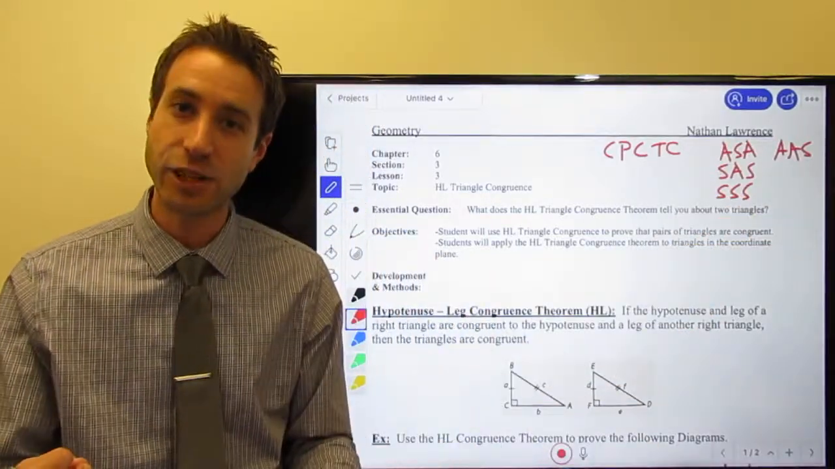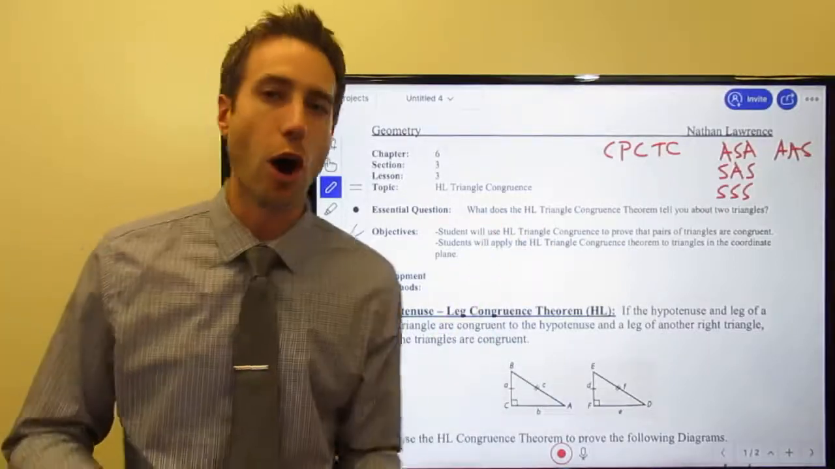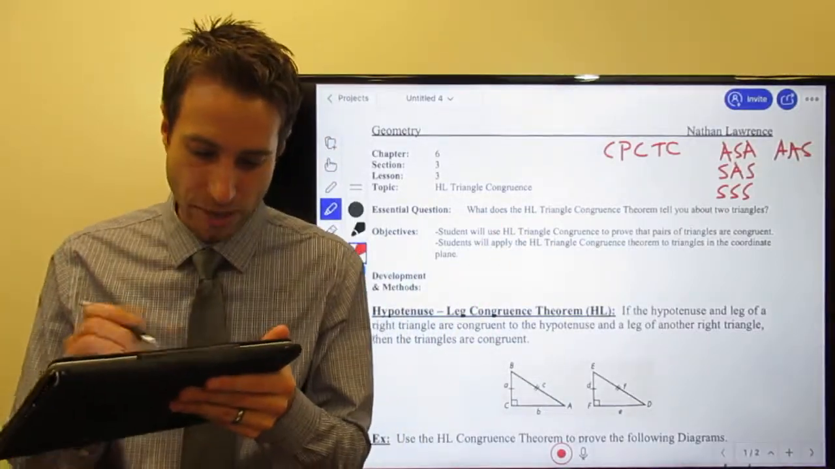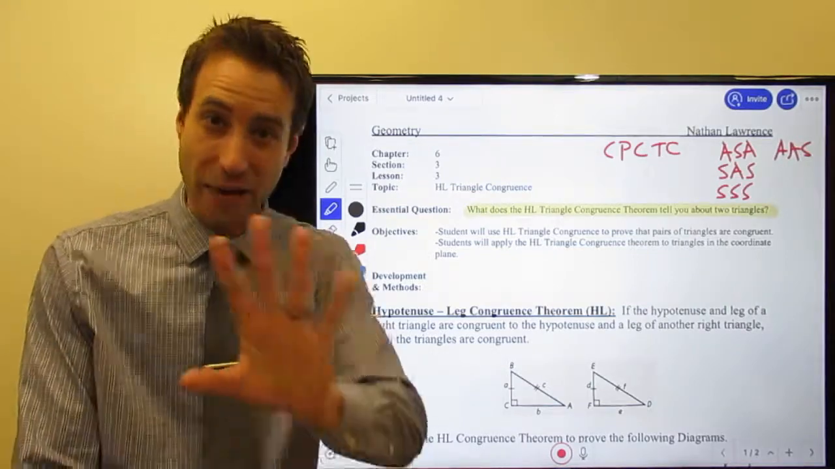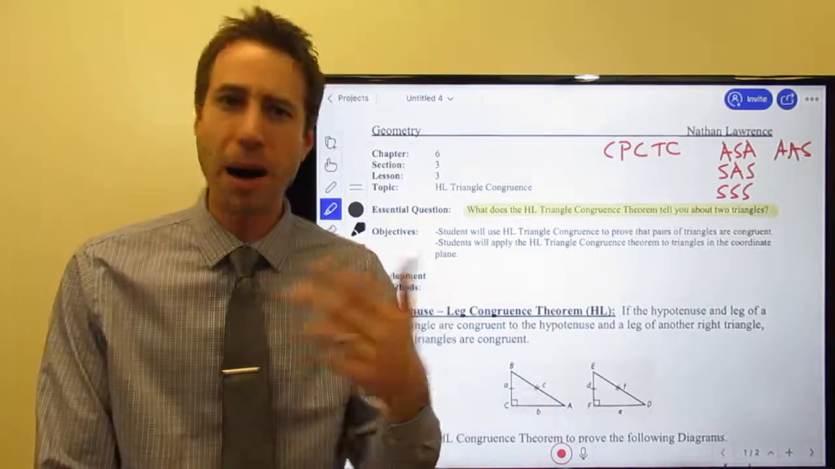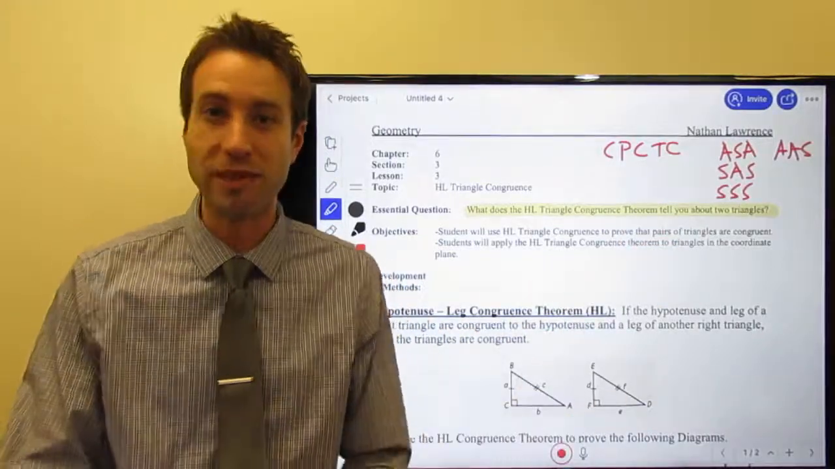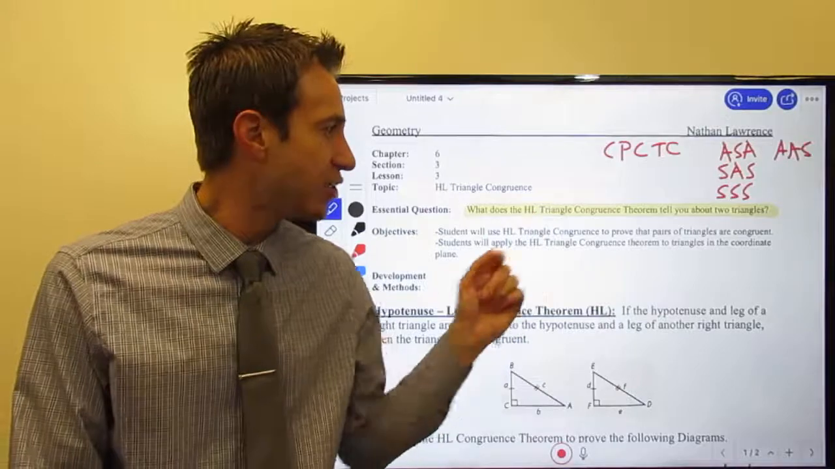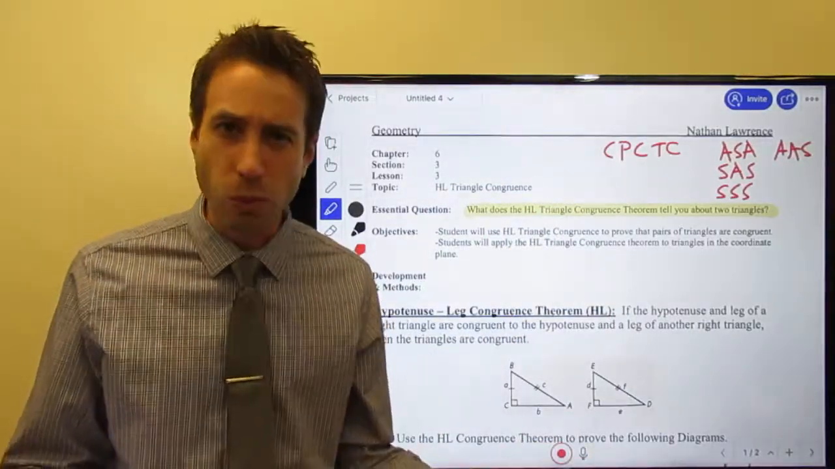Well, here in this section, we take a look at our last shortcut. And we always start with an essential question. So here's the question we're going to answer: HL. Now, this one might be a little tricky. Up till now, most of you have been able to sort of guess ahead of time what the abbreviations stand for. HL might seem, angle, side, like, what?